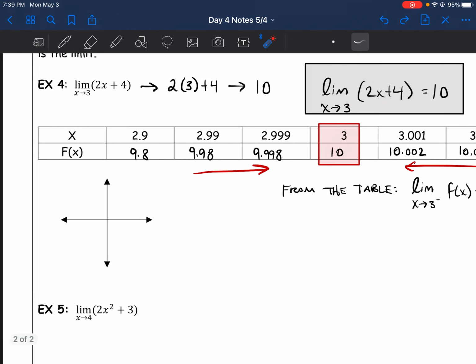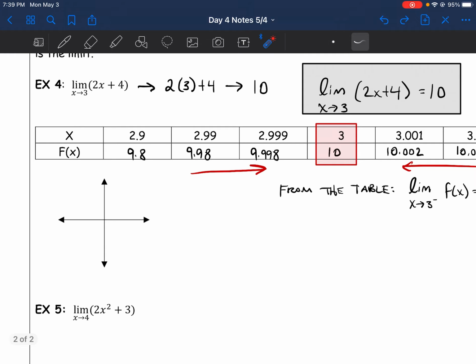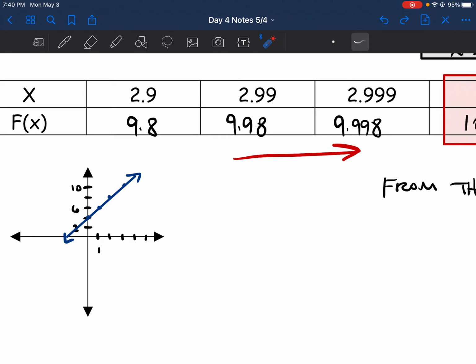And let's do one more quick method. Let's say, okay, well now let's look at it on a graph. Well, here's our graph. This is the graph of y equals 2x plus 4, this function right here. And notice that as x approaches 3, our x values are going by 1s, 1, 2, 3, 4, 5. I have the y values going by 2s here in this case, 2, 4, 6, 8, 10. Well, notice that as x approaches 3, the y values are approaching 10 right here.